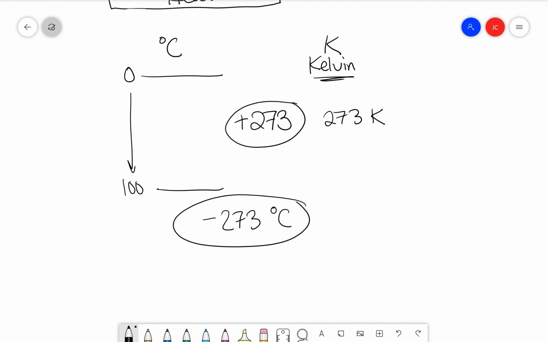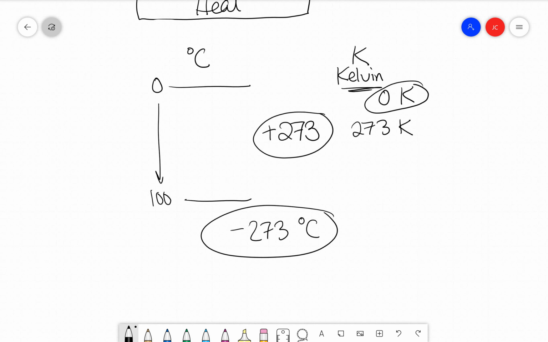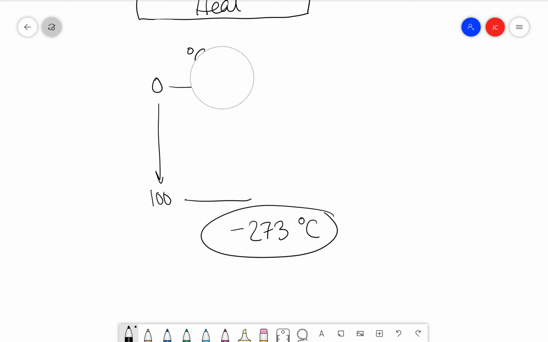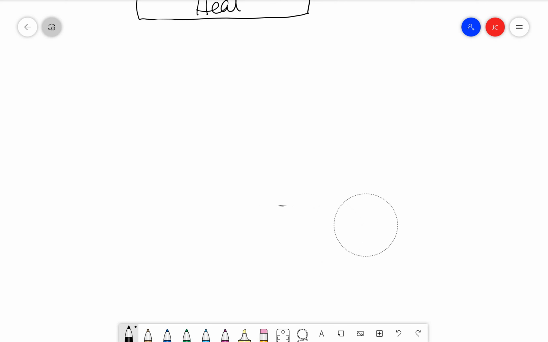Kelvin is based on that. 0 Kelvin is absolute zero. It literally is the most absolute number, and we measure up from that. You're not going to see Kelvin a ton today, but you might in the future, so it's good to understand the differences between Celsius and Kelvin and how to convert. Remember that magic number, 273.